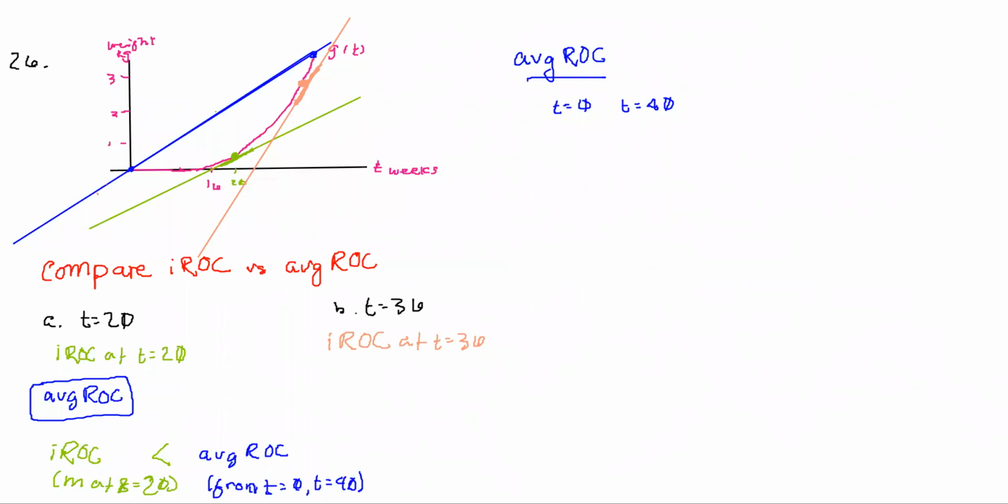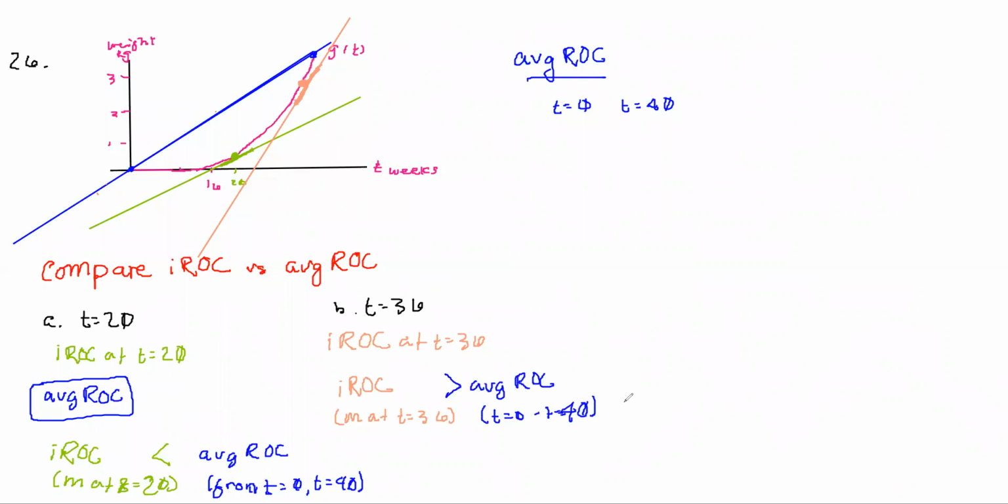Then I can also say it would not be great to compare the rate of change at week 36 to the average rate of change, because the rate of change at t is equal to 36 is greater than the average rate of change. So again, from t is equal to 0 to t equal to 40. Does that kind of make sense?